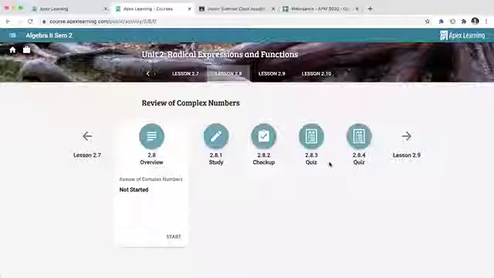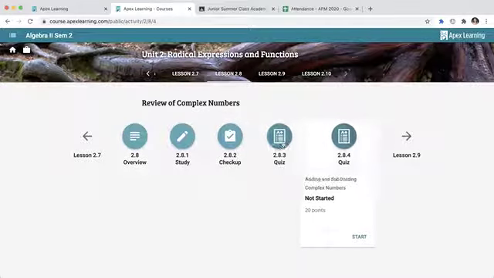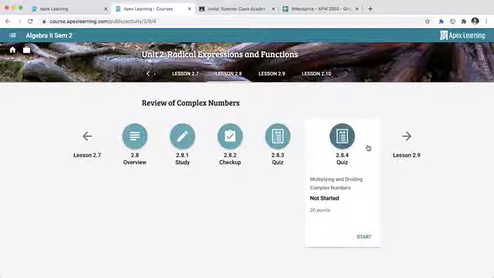So again, you should have gotten to 2.8, and we'll go from there. To give you an idea of what we're going to cover, we've got lesson 2.8, and we've got 2 quizzes there: adding and subtracting complex numbers, and then multiplying and dividing complex numbers. So we'll look at 2.8 here.